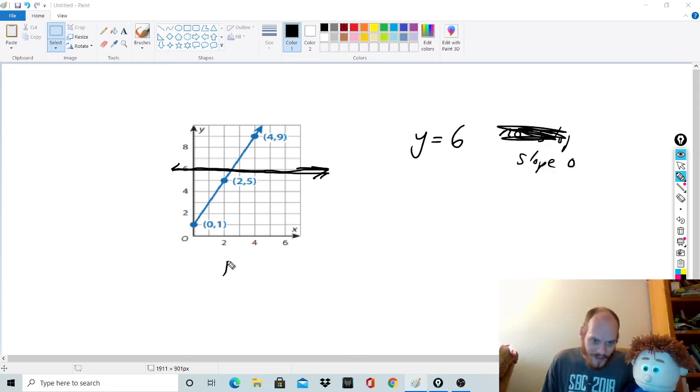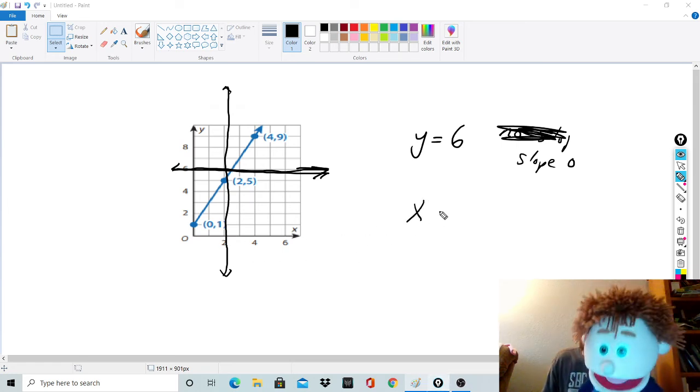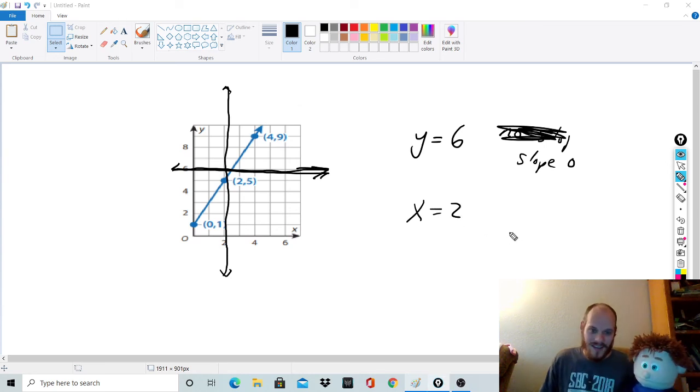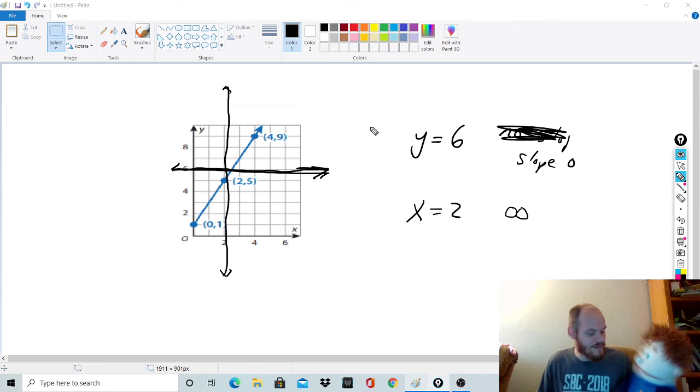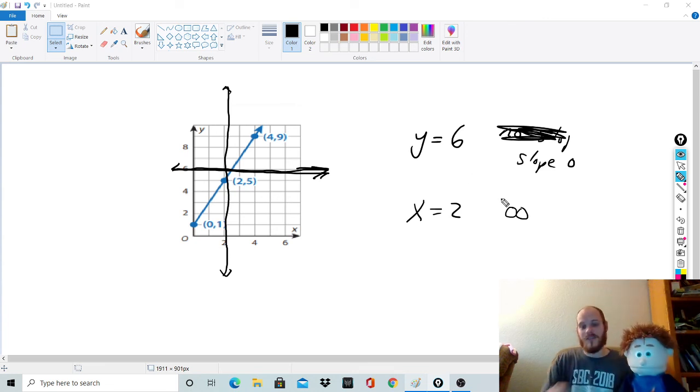Okay? You might also see a line that looks like this. And this one is at x equals what? Oh, x crosses at 2, so x equals 2. Good. You might see that. This one, the slope is technically infinite, right? The slope is straight up. Oh, okay. Interesting. So those are other ones you might see.